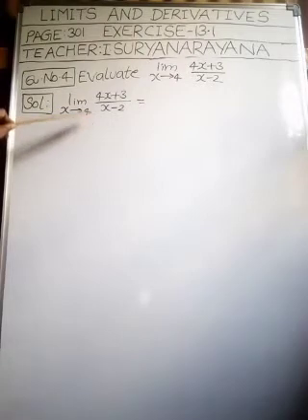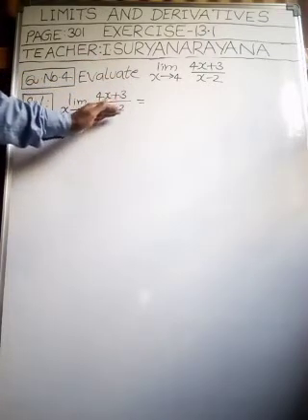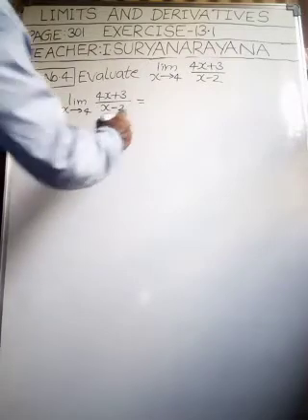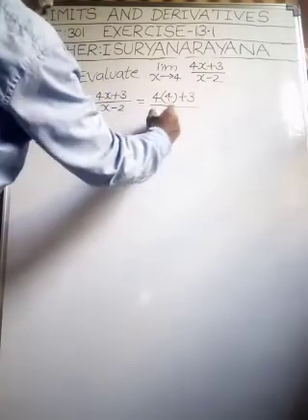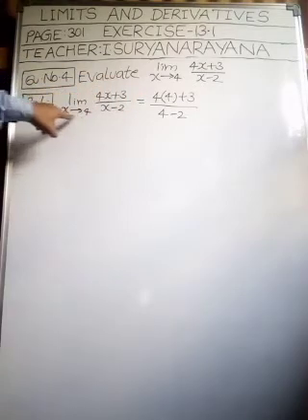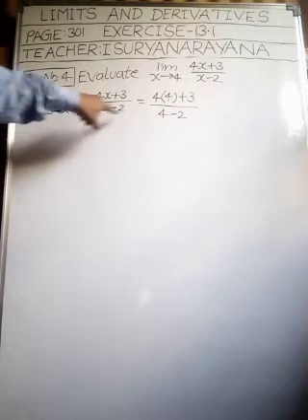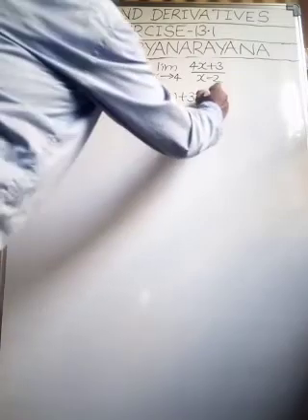As x tends to 4, limit of 4x plus 3 by x minus 2. Let us verify by the substitution method whether we are getting a finite real number or not. If you are not able to get a finite real number, then we go to the next method. Right. So 4 into 4 plus 3 by 4 minus 2. Here I am substituting x is equal to 4, because x is approaching 4. So in this expression we are substituting x is equal to 4. Understood this step? By substitution method.